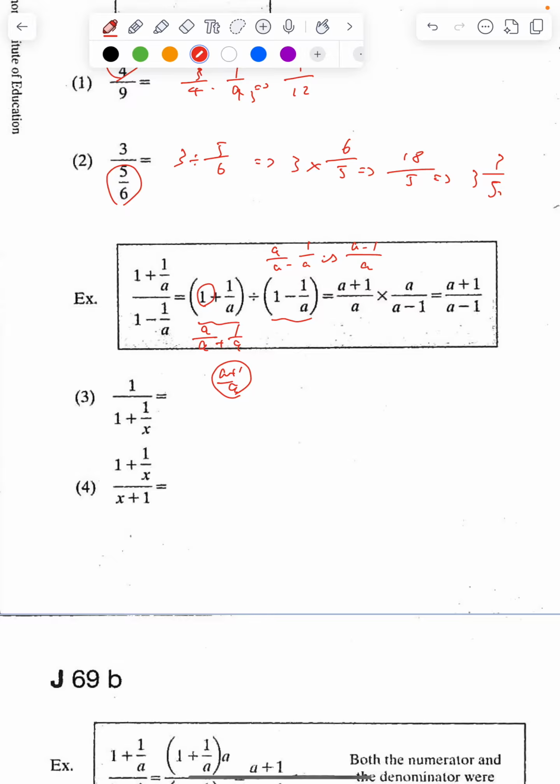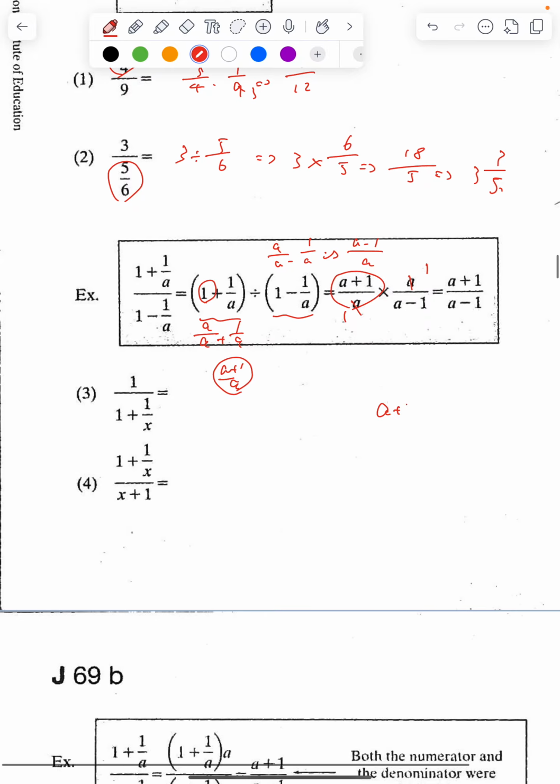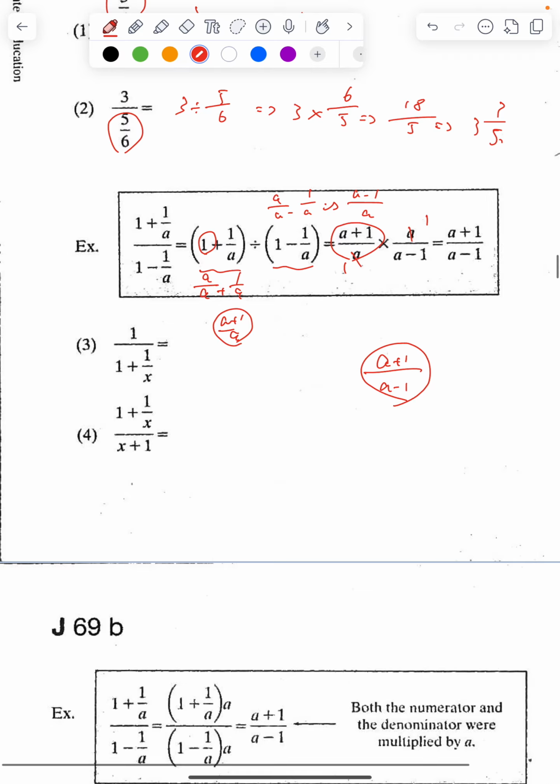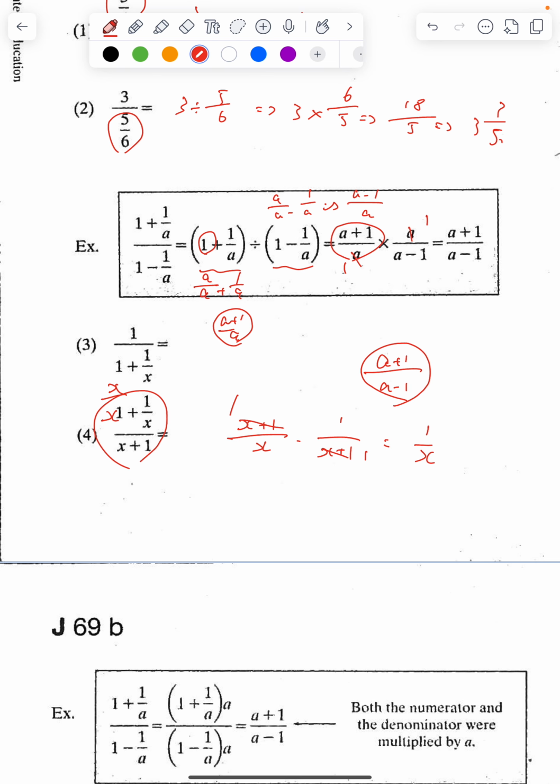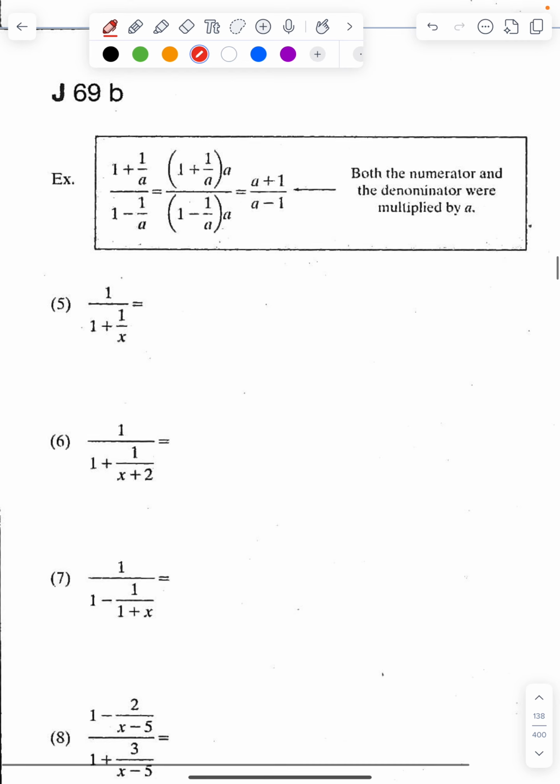Then you will be getting a plus 1 times a over a minus 1. So you reduce the a, and you get a plus 1 over a minus 1. Pretty simple, right? Let's try question number 4. In this case, on the top, I know that this is x over x, so there will be x plus 1 over x times 1 over x plus 1. There we go. The answer will be 1 over x. Pretty straightforward. Okay, so 69b.